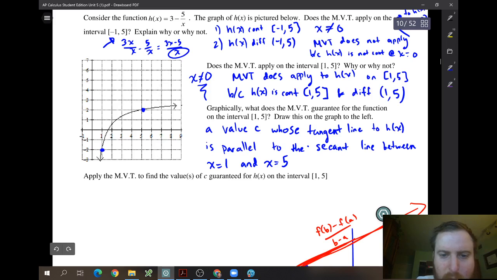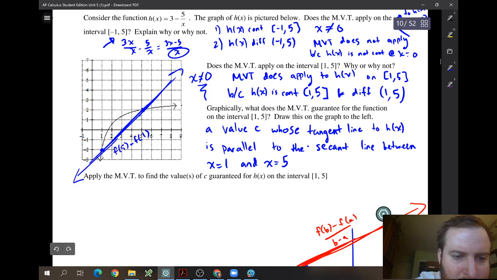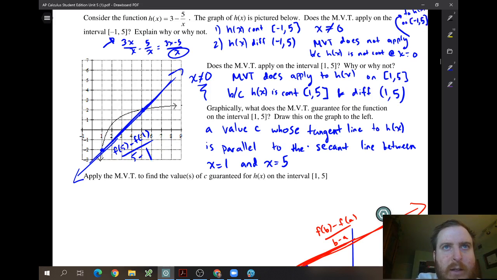You'd say over the interval from 1 to 5, either way. So then draw this on the left. So we'll draw our secant line. Our secant line is that line going through 1 and 5, right? And so that's our f of 5 minus f of 1 over 5 minus 1. That's our secant line. And so we need to find a spot where it's parallel.